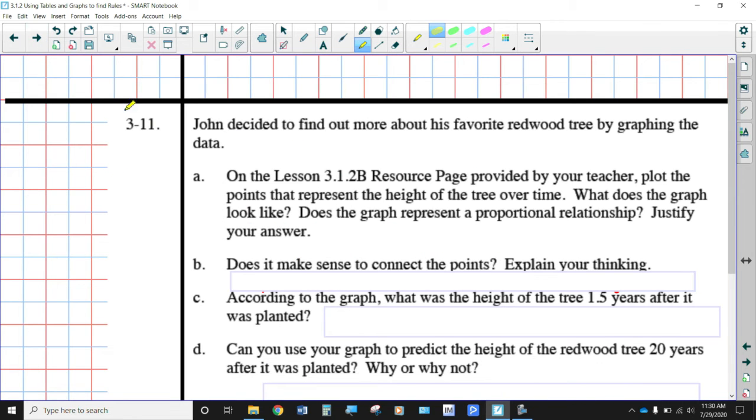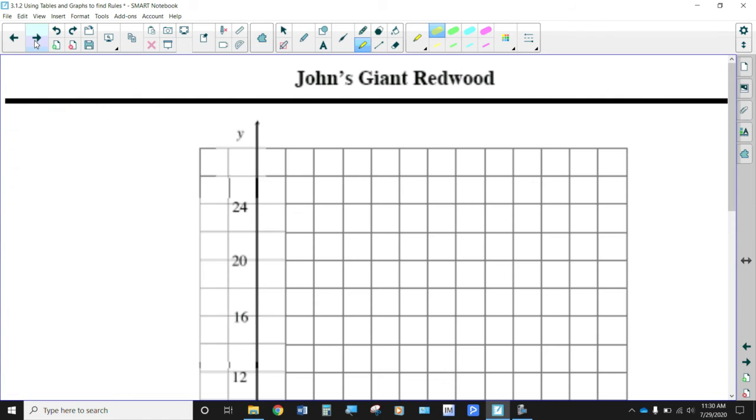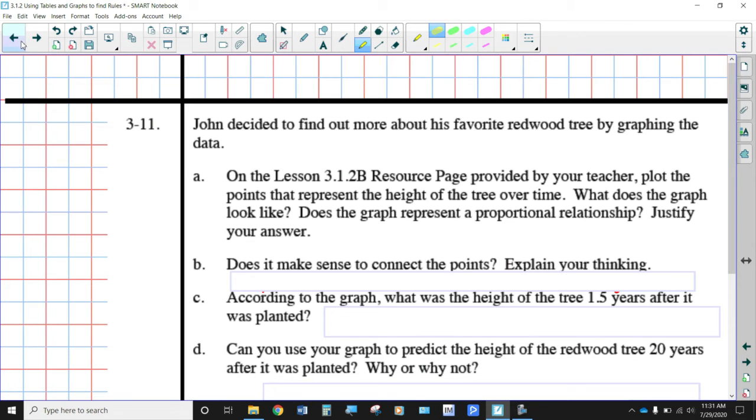So resource page 3.1.2b is on the classroom. And once again, you can print it off and you can use it. That's this guy right here. Or you can just create your own graph on your graph paper and create your own table. So does it make sense? Oh, no, we're not there yet.